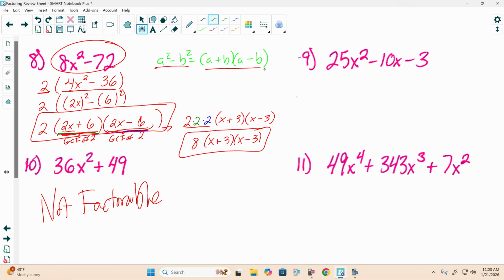If you notice that there's a greatest common factor of 8, you'd still get to 8 times x plus 3 times x minus 3. It just jumps straight to it. That makes sense? Okay. Questions on 9 or 11?